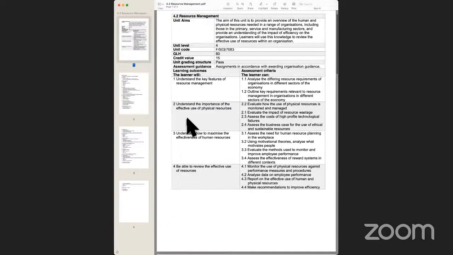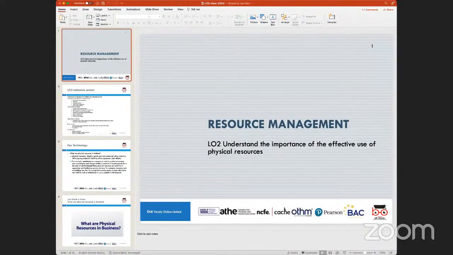So learning outcome 2, we've got 4 assessment criteria, and we'll be looking at each of them after developing a bit of understanding on what the learning outcome focuses on. So let me just quickly shift you over to the presentation, and we'll use this to carry forward our discussion.